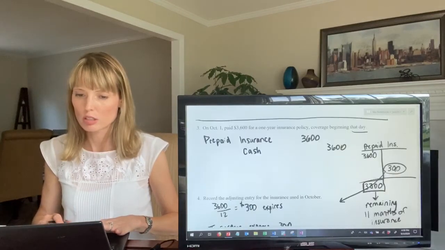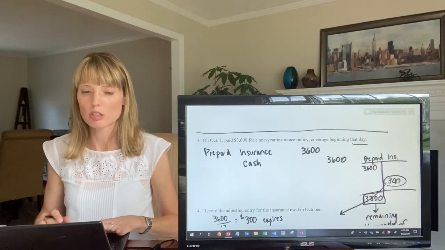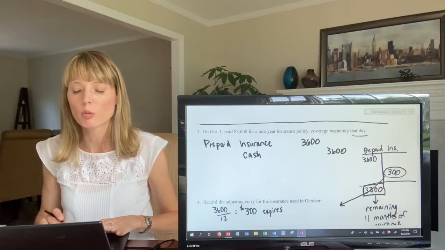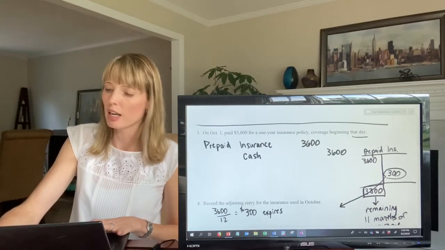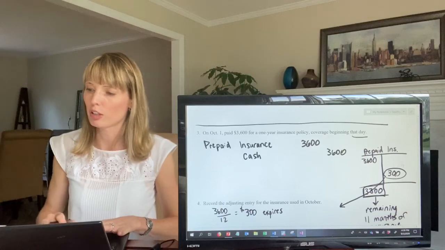Prepaid insurance. We purchased prepaid insurance up in transaction 3, and then we used 1 month's worth of it. So we had an ending balance in prepaid insurance of $3,300.